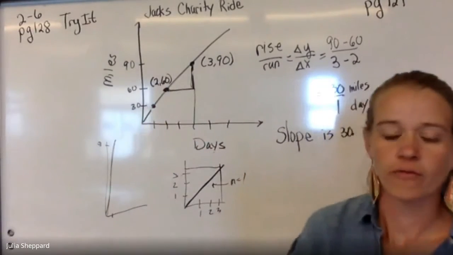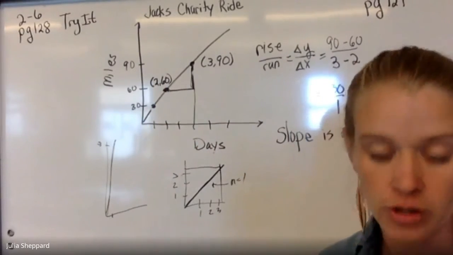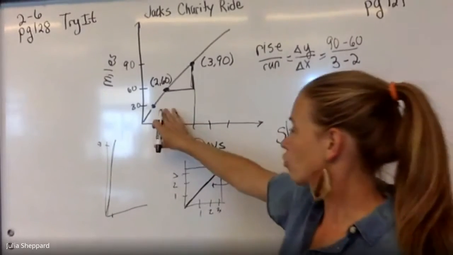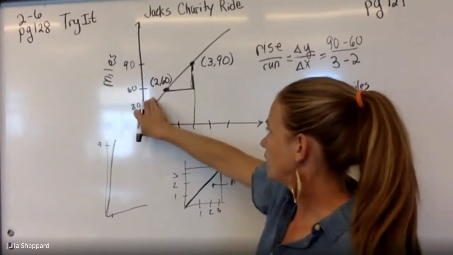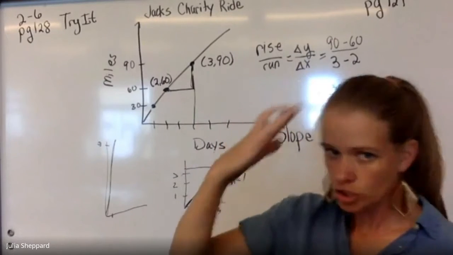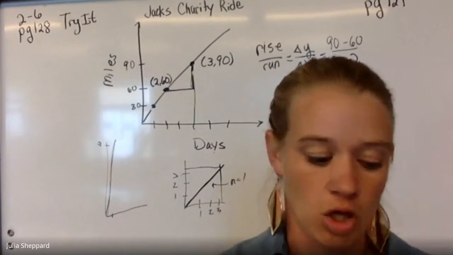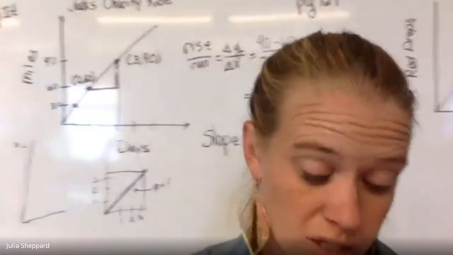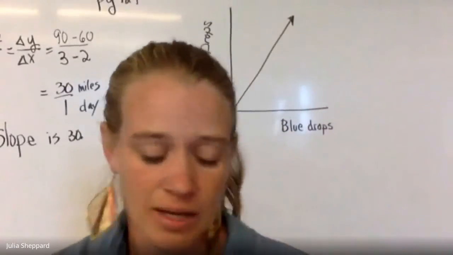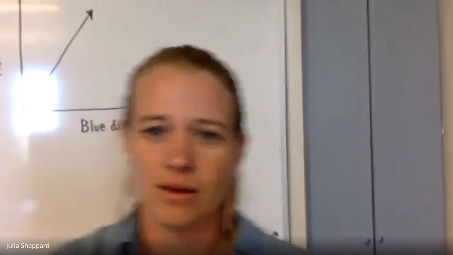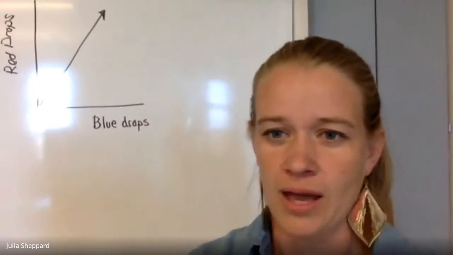So be careful of the difference between a picture and a graph, because when we change the units, that slope isn't actually 1, even though it looks like it is. It's not a 1, right? If you need me to explain that more, ask me in class.